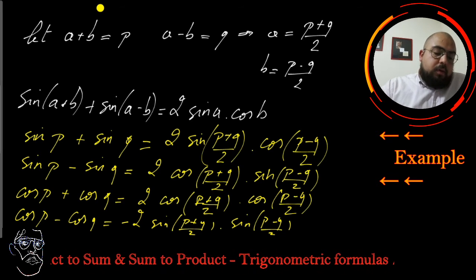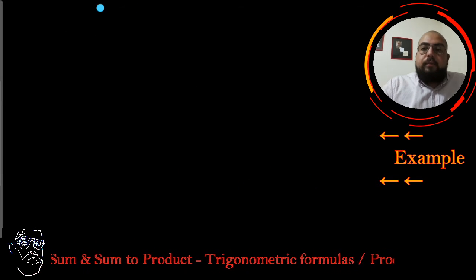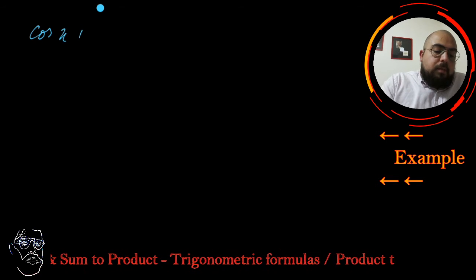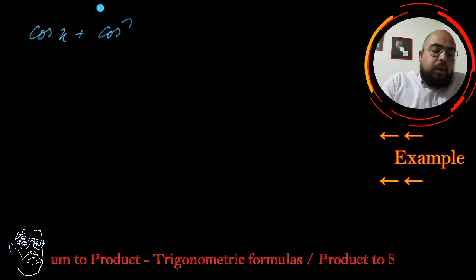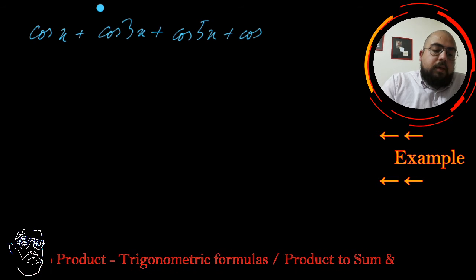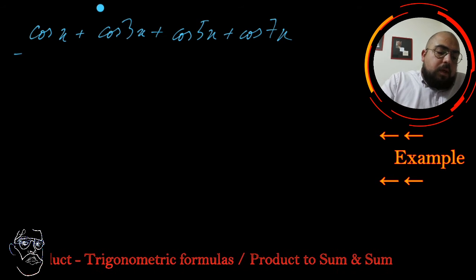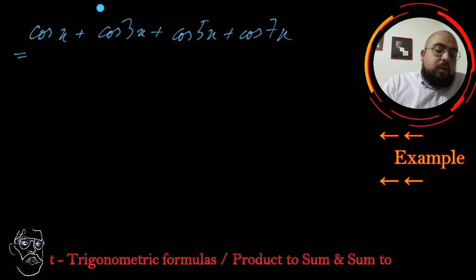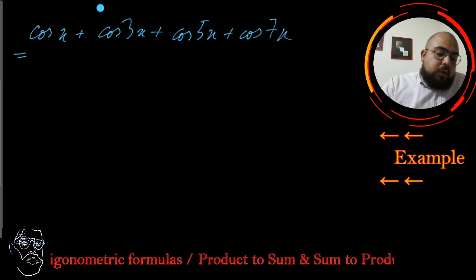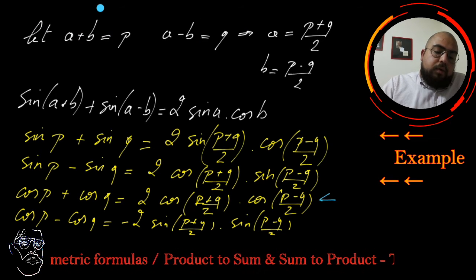Let's take an example directly. How are we supposed to transform, for example, cosine x plus cosine 3x plus cosine 5x plus cosine 7x? So we have to transform this sum into product. So let's start. I will simply say that I'm going to use cosine x plus cosine 3x. It's cosine p plus cosine q, so you're going to use this formula.